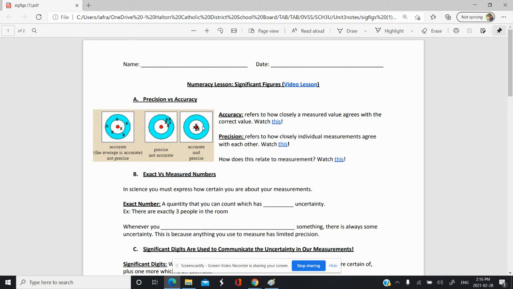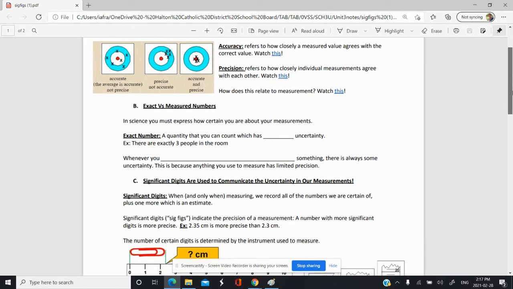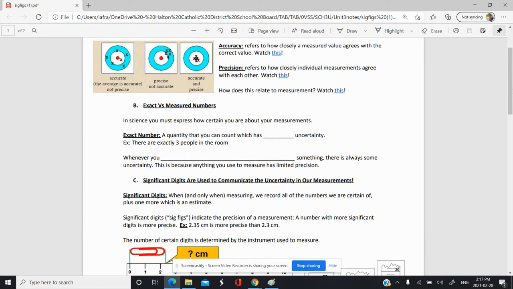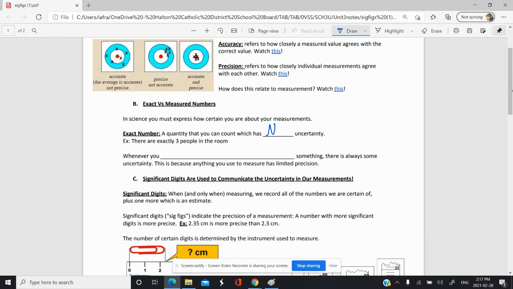So let's talk about exact numbers versus measured numbers. In science, when you take measurements, you will always have some degree of uncertainty. There'll always be some degree of error there. Now, there are some numbers called exact numbers where you know for sure what the number is, and there will be no uncertainty in that. So there's no uncertainty in an exact number. For example, if I were to come into a room and there's three people there, I can say there's one, two, three people. There's no uncertainty. That's an exact number. Or if I open a carton of eggs, there's one, two, three eggs in there right now. That's an exact number.